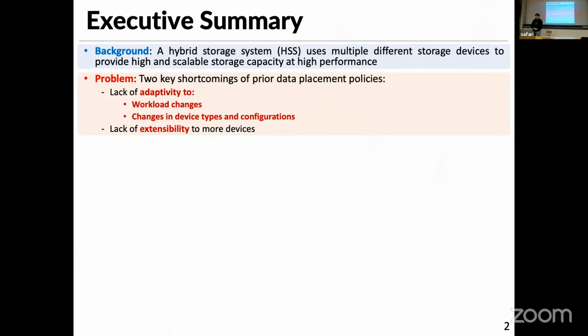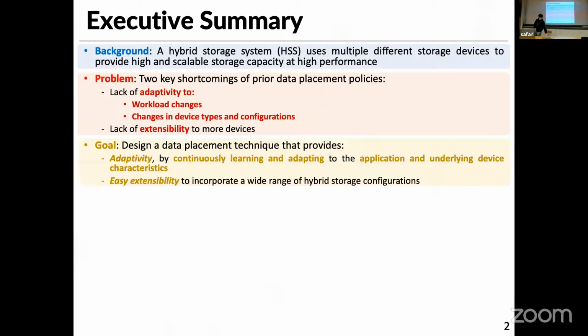The shortcomings of prior data placement policies were a lack of adaptivity to workload changes, and also a lack of adaptivity to changes in device types and configuration. And also there's a lack of extensibility to more devices. So what the paper tries to do is to solve this adaptivity issue and this extensibility issue by providing continuous learning and also adapting to the applications and underlying device characteristics.